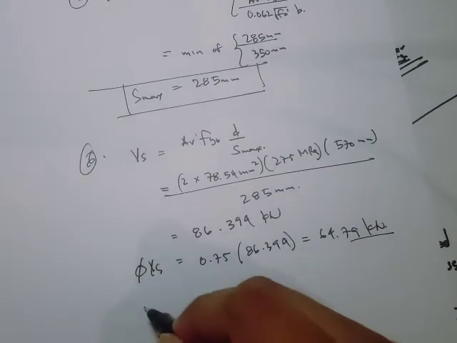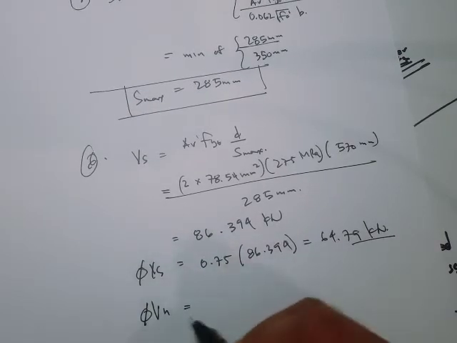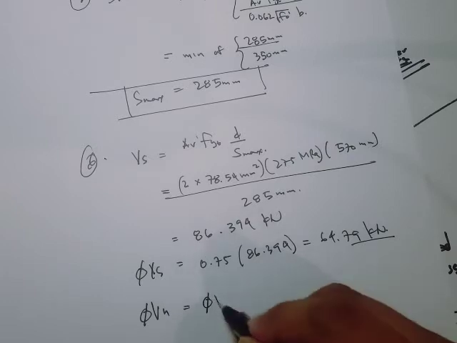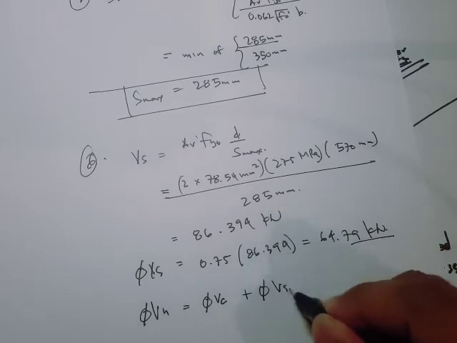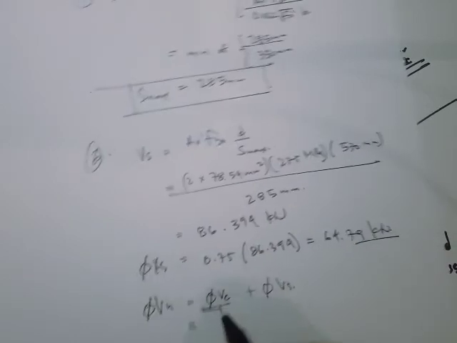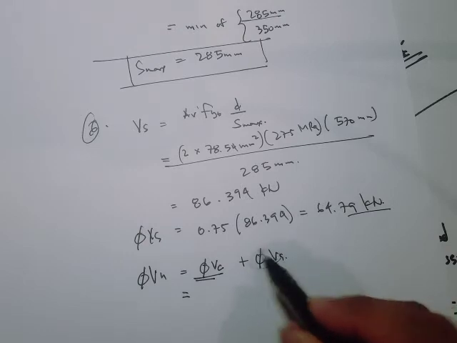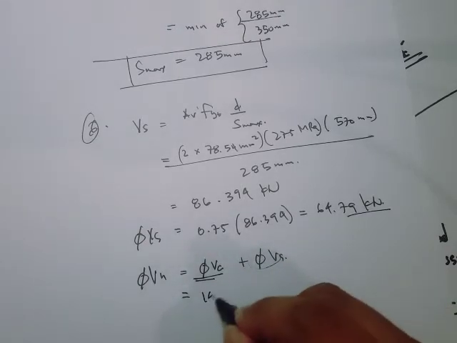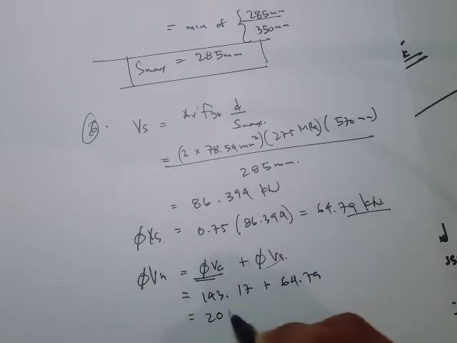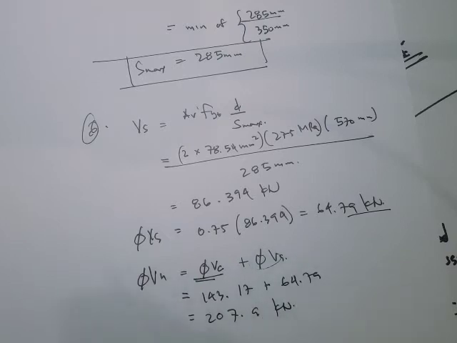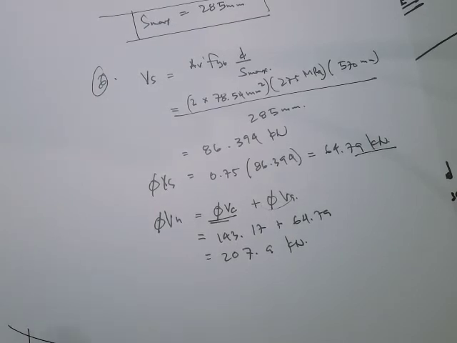kilonewtons. Okay, so after that, we have to solve for the nominal shear capacity of the beam. That's going to be the sum of the shear capacity of concrete plus the shear capacity of steel. Since we already obtained a value for this, and we have just recently solved the value of this, if you add that up, plus 64.79, that's going to be 207.9 kilonewtons.